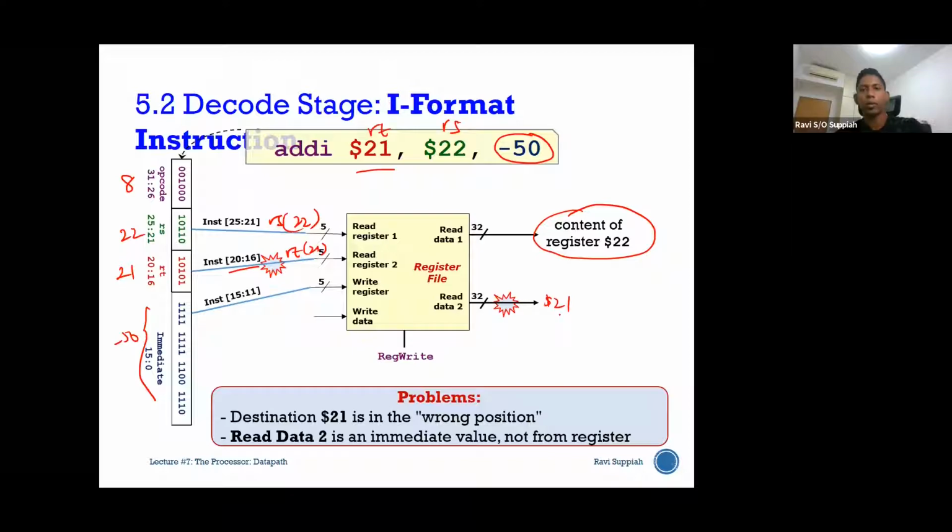But that is not what I want, because I'm supposed to do the addition operation and store back the result into register 21. So there is a problem here, correct? So how do we go about this?